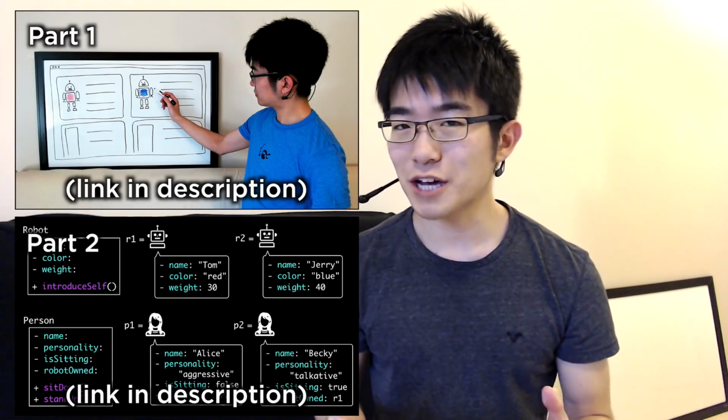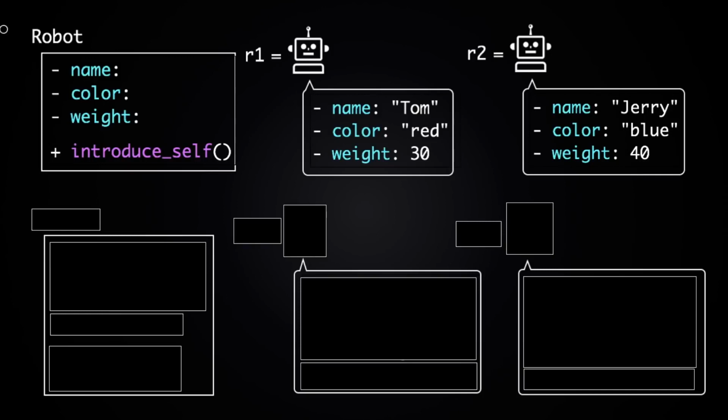So if you already watched that one, you can just skip over to this time in this video to check out my Python code. Okay, first of all, here are the class and objects we created in the last video. We had the robot class with 3 attributes, name, color, and weight, and one function, introduce self. And then out of this class, we created these two objects, R1 and R2, containing these attributes. For example, R1 had Tom as the name, red as the color, and 30 as the weight.